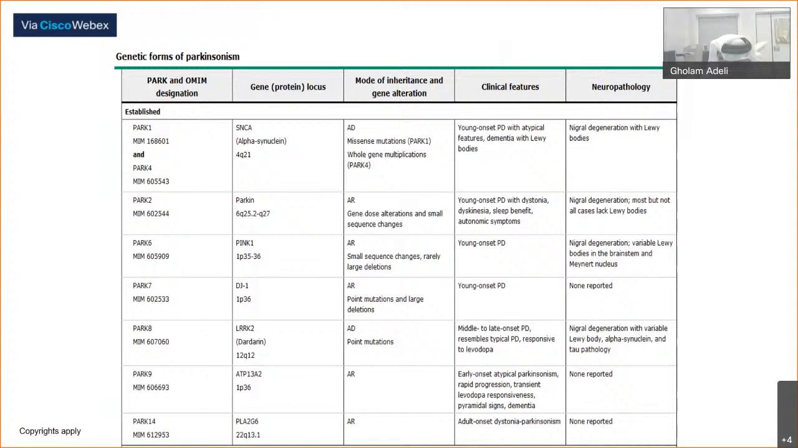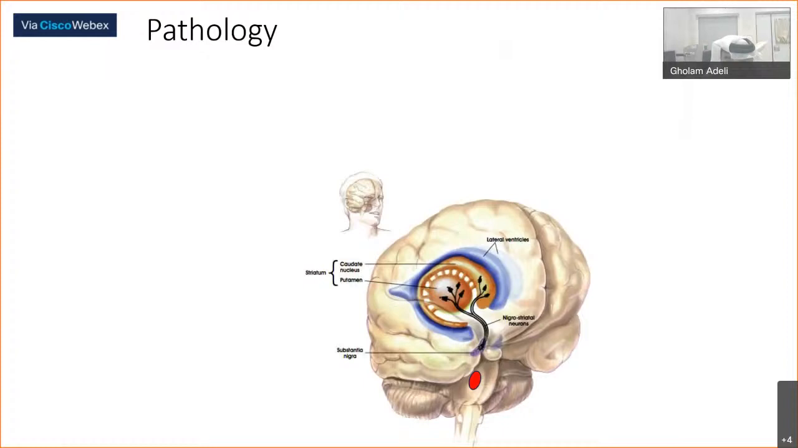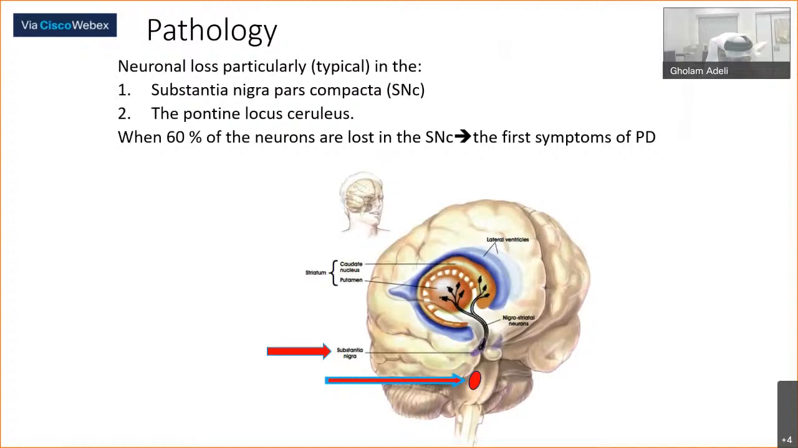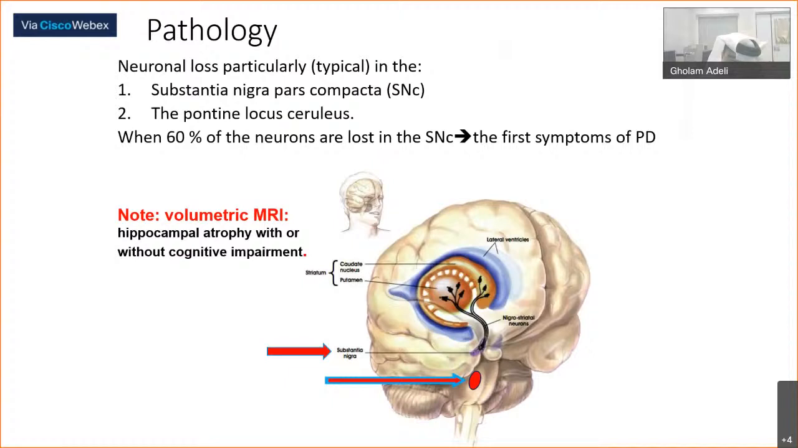The traditional pathology we used to think about is neuronal loss, particularly in the substantia nigra pars compacta and the pontine locus coeruleus, where you need up to 60% neuronal loss to have the motor symptoms present. That's why most of the studies and centers are now looking at how to diagnose prior to motor symptoms, because they are thinking of starting a prophylaxis. In volumetric MRI, they found some atrophy of the hippocampus, but no cognitive impairment is associated.